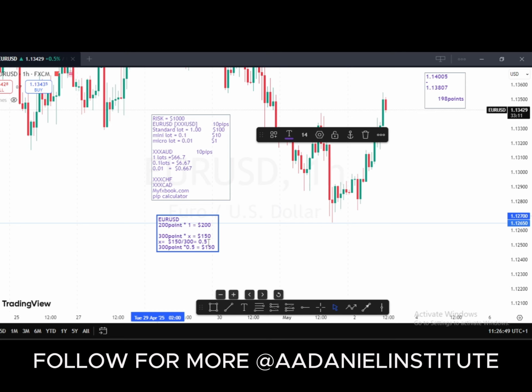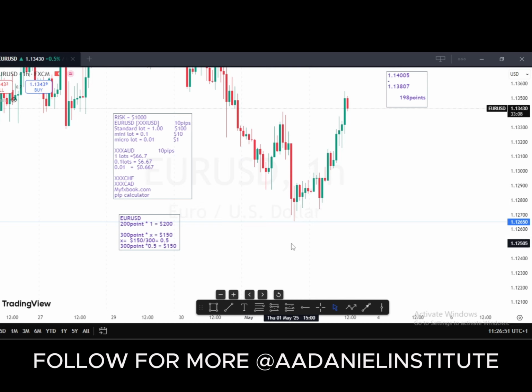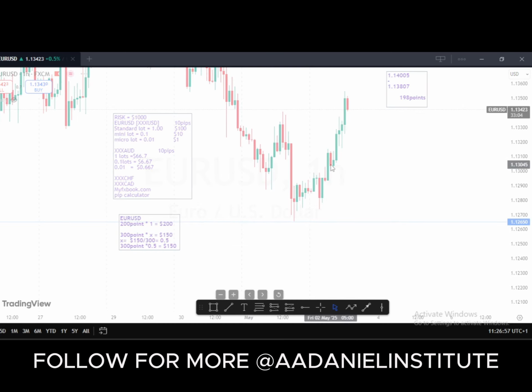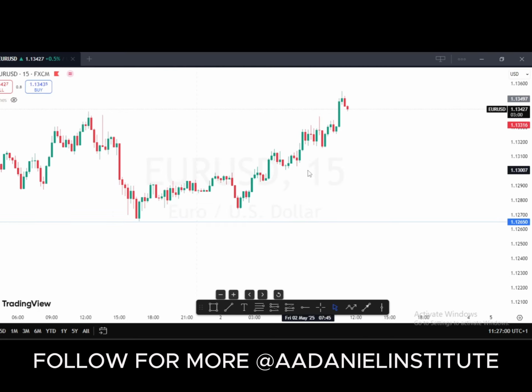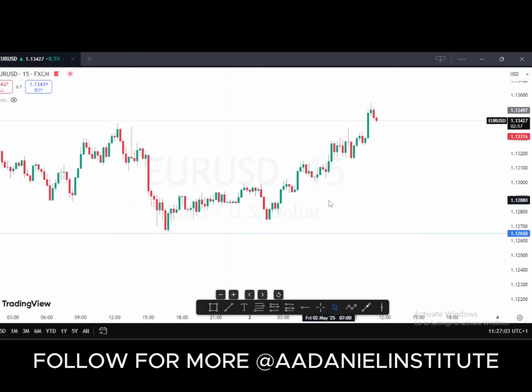Okay, so let's use a particular example here. Let's say I wanted to take this chart, I wanted to take this trade for my 15 minutes time frame. I'm not doing any analysis here.